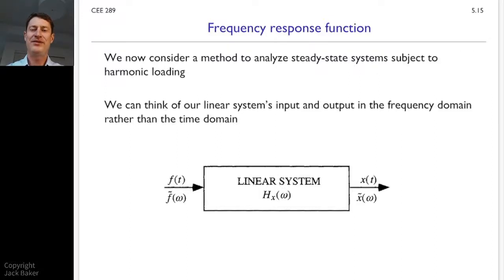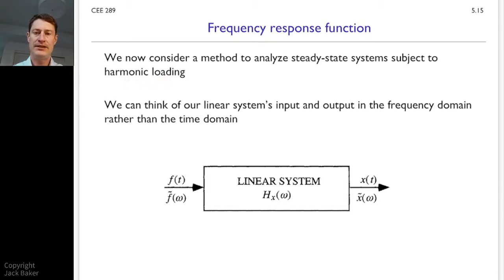Hi. With this video, I want to talk about frequency response functions. This is the other way we can think about studying the dynamic response of a system. Here, instead of an impulse load like we did with the impulse response function, we're going to think about harmonic loading. So I'm going to have the load on the system be something periodic, like a cosine function or a sine function. And I want to think, how is my system going to respond to that?